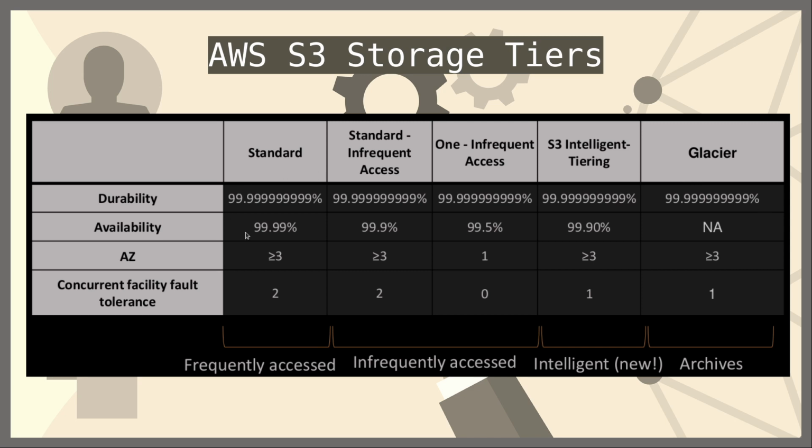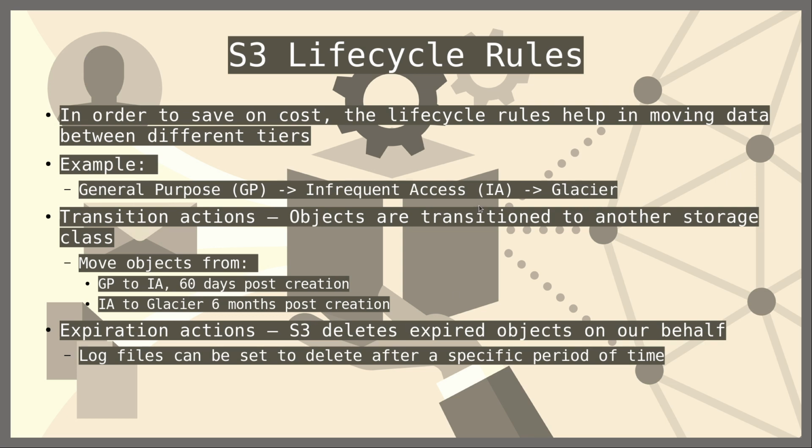There is no need to memorize or have a precise understanding of these availability percentages and all. It's just for depicting the kind of transition we have from left to right. So that's about it. Now there is another thing called S3 lifecycle rules.